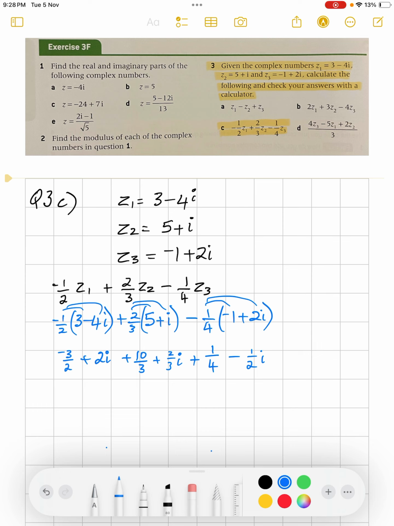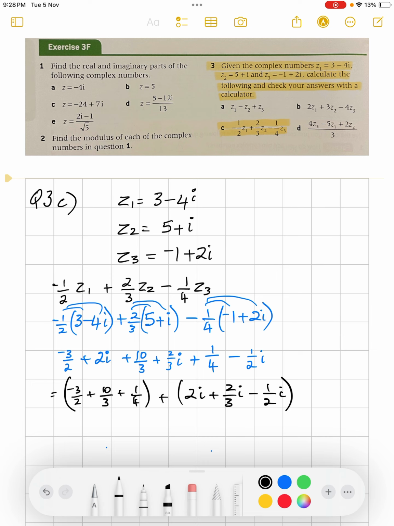And now we can redistribute. Let's put the real parts together: negative 3 over 2, 10 over 3, 1/4. They're the real parts. And let's put the imaginary parts together: 2i, 2/3 i, half i. And how's our maths now?